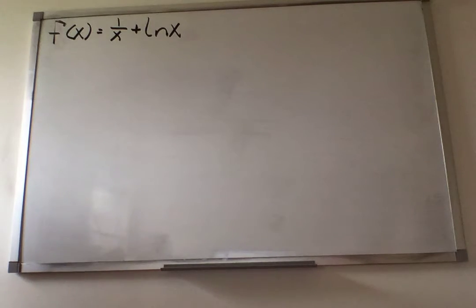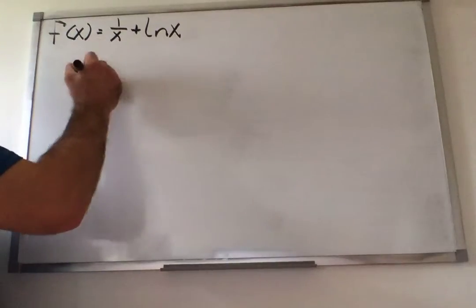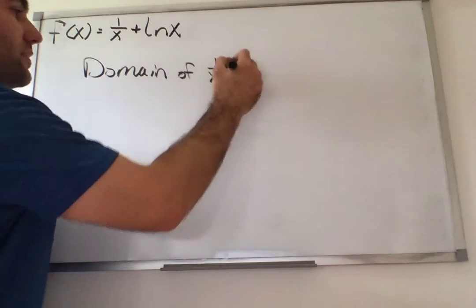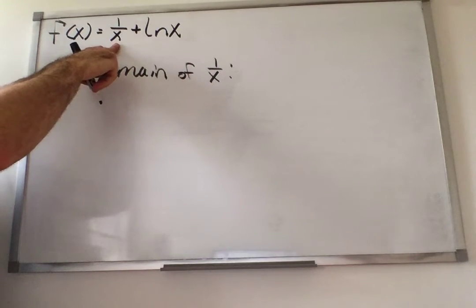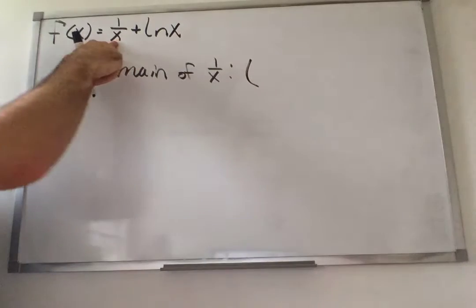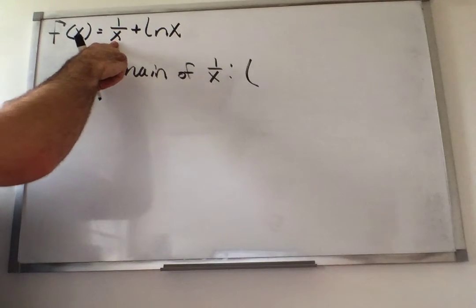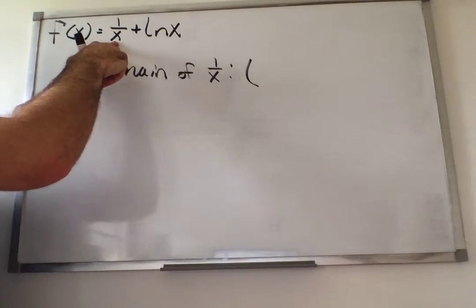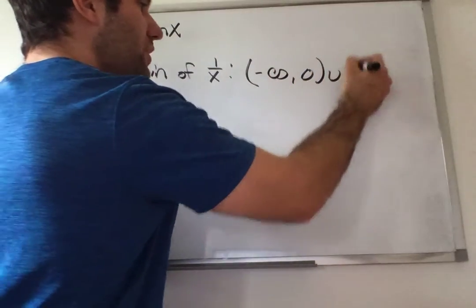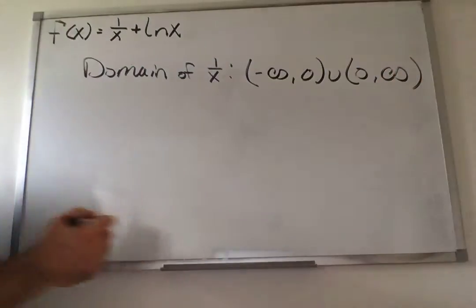We're going to sketch the curve of this thing. First off, let's find the domain. Domain of 1 over x. This is a rational function, so the domain of a rational function is all real numbers except where the denominator equals 0. The only place that the denominator is equal to 0 is when x is equal to 0. So the domain is from negative infinity to 0, union 0 to positive infinity.